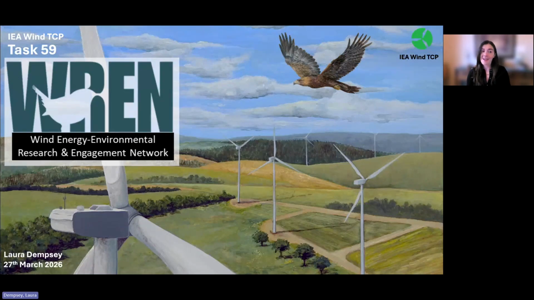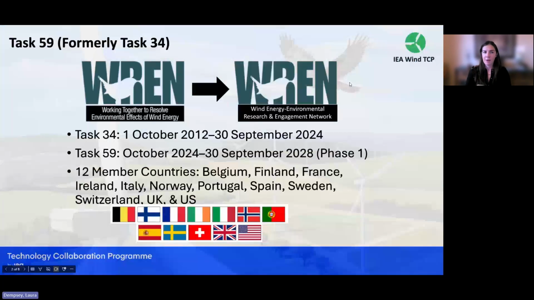Perfect. Hey guys, I'm Laura Dempsey. I'm a researcher from the National Laboratory of the Rockies in the United States. I'm going to give a really brief rundown of Task 59, which is WREN, the Wind Energy Environmental Research and Engagement Network. And if you're familiar with the name WREN, but by a different number or acronym, we're the same as formerly Task 34. It began our new iteration of WREN in October of 2024, and we're currently in phase 1, and we have 12 member countries.